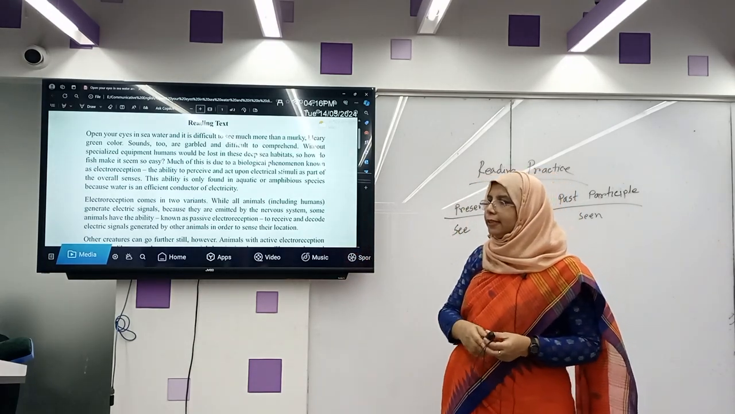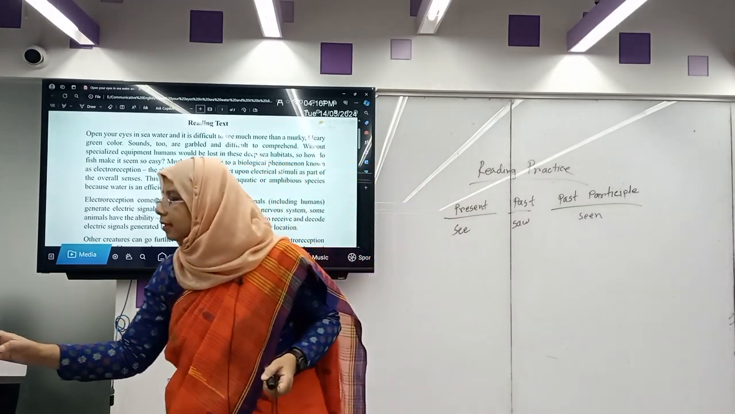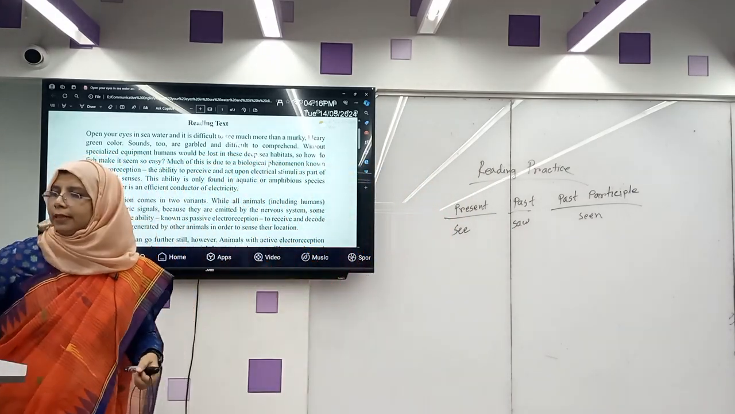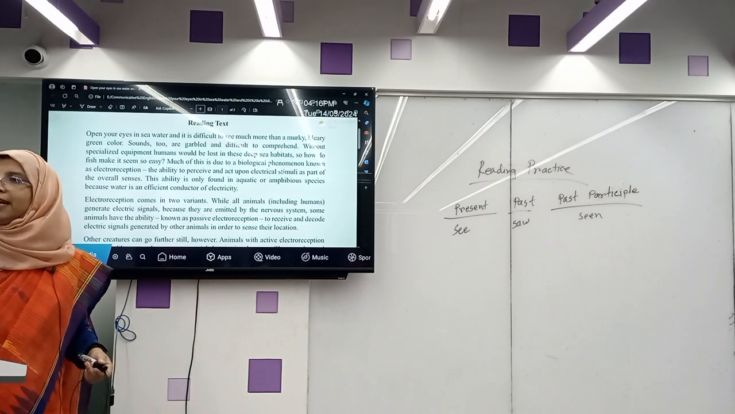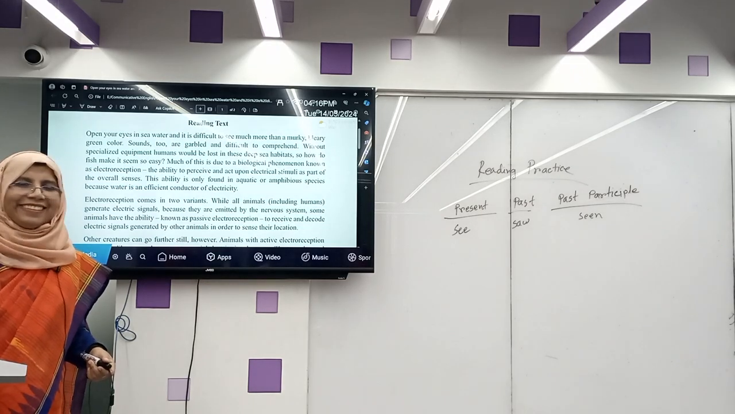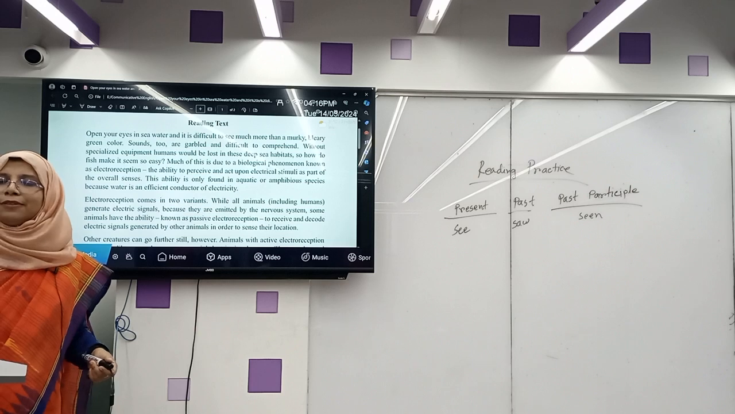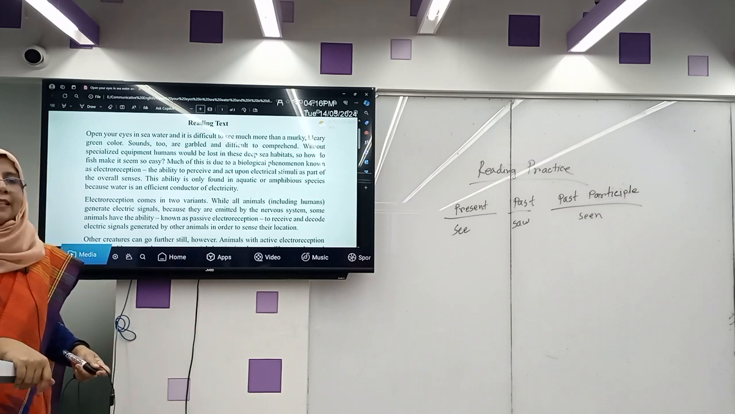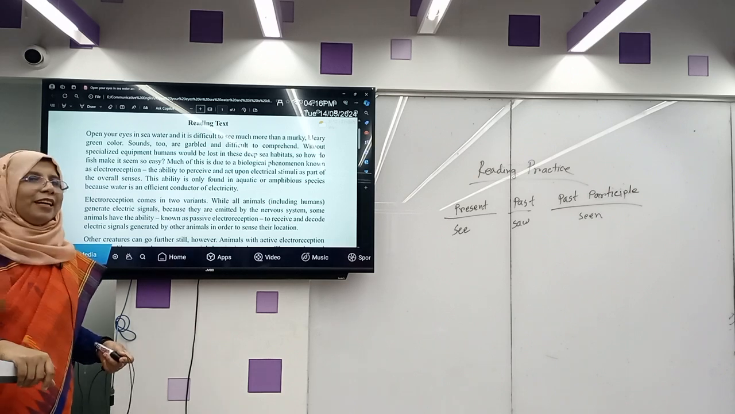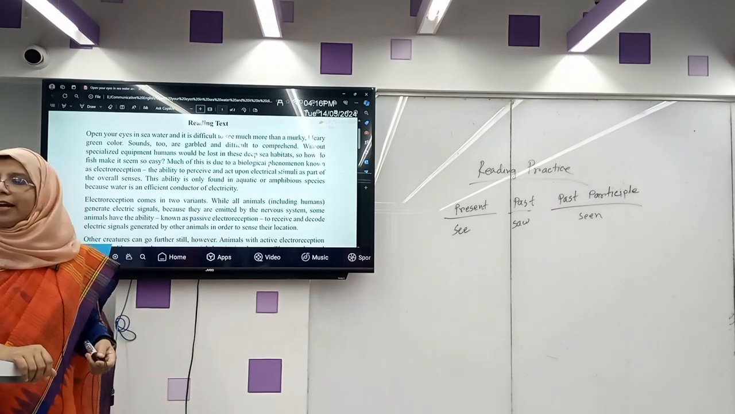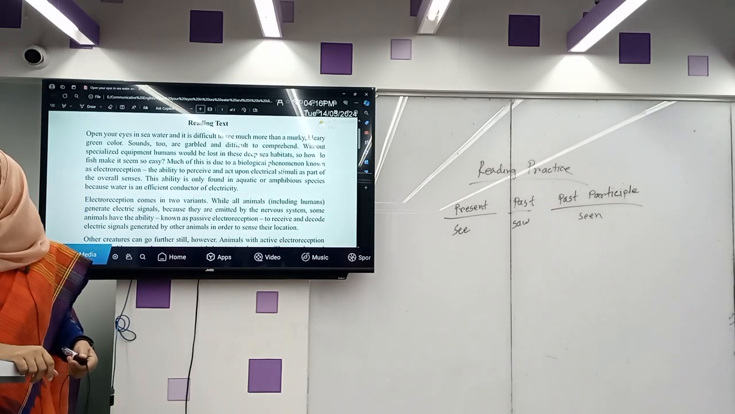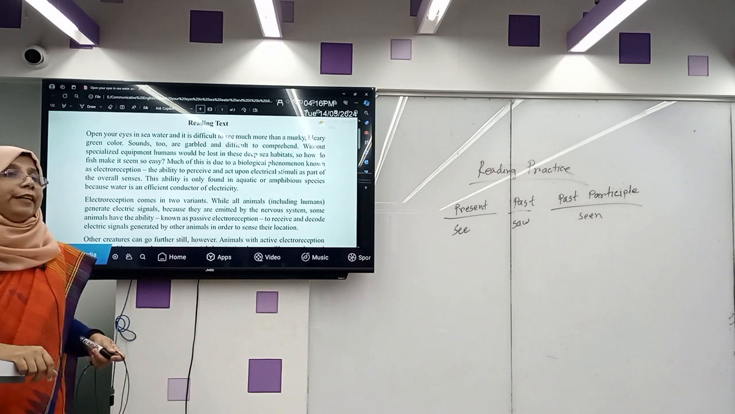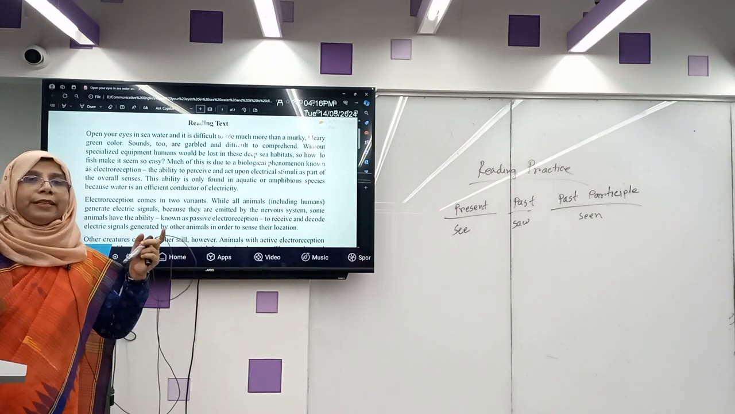This is a reading text from here. You will read, and if you want to read, you can be a volunteer. Any of you? Open your eyes in sea water, and it is difficult to see much more than a murky, bleary green color. So what image are you getting?